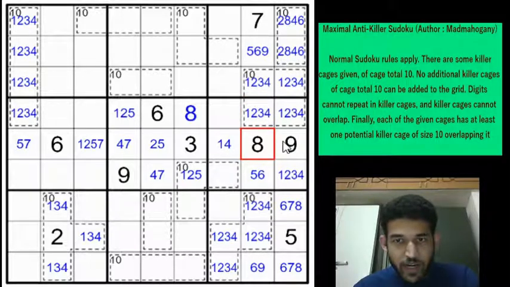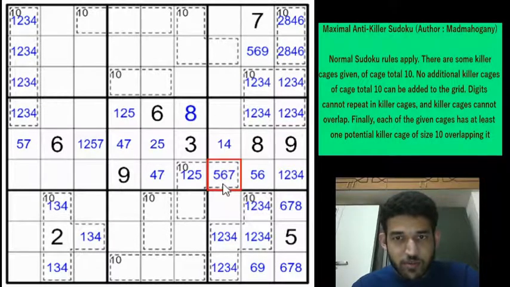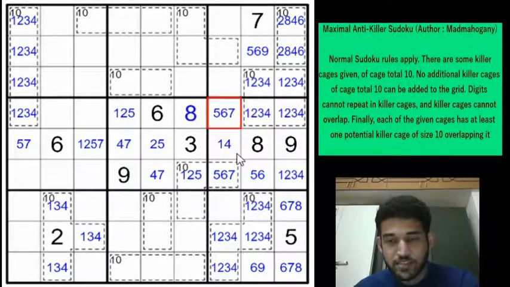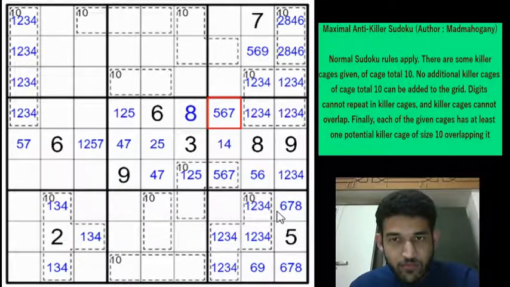So 1, 2, 3, 4, 8, 9 have been placed. The remaining digits are 5, 6 and 7. So this is going to be 5, 6, 7 and this is going to be a 5, 6 and 7. We can't have a 6 here. So this is going to be a 5 or a 7.